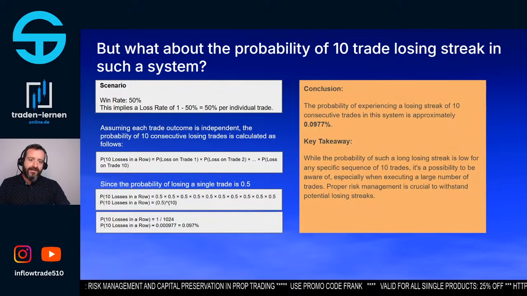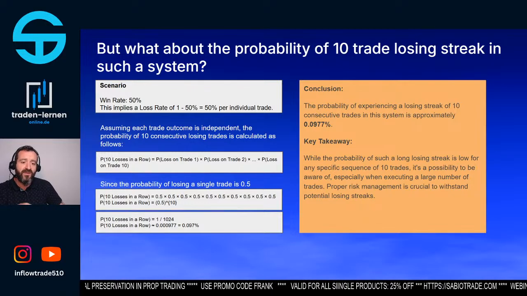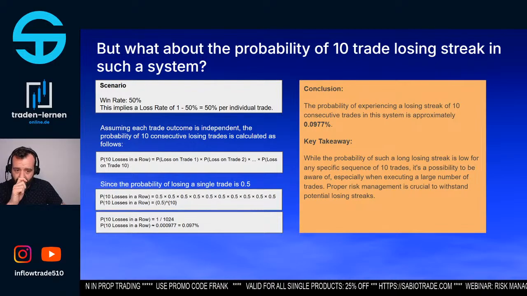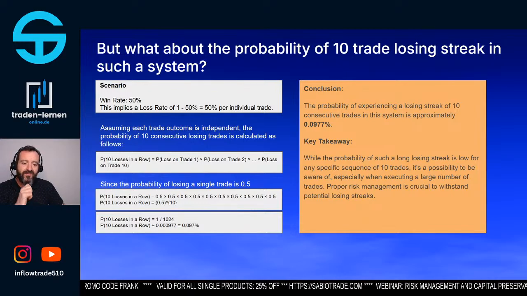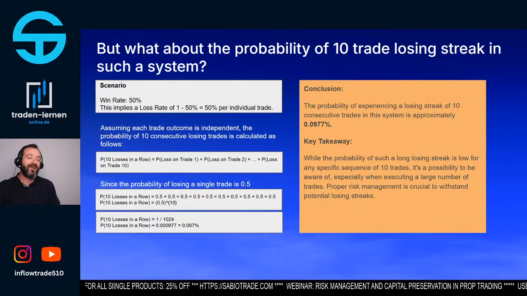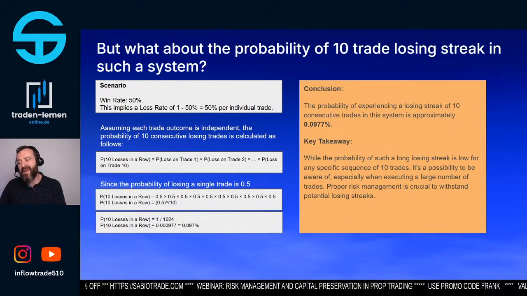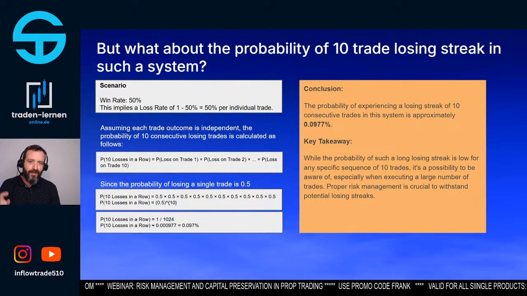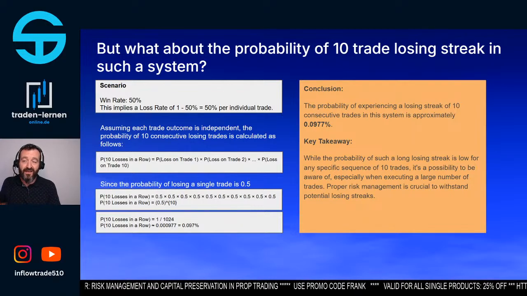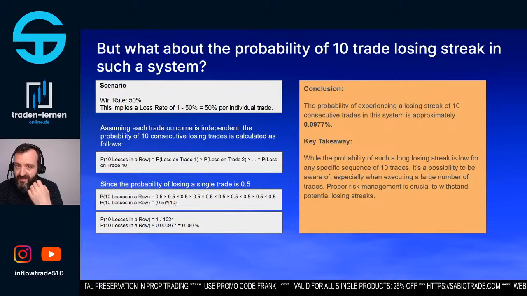So, the conclusion is that the probability of experiencing a losing streak of 10 consecutive trades in this system is approximately 0.0977%. While the probability of such a long losing streak is low for any specific sequence of 10 trades, it's a possibility to be aware of, especially when executing a large number of trades. So if you are going to get an explosive number of trades, of course the probability, even when it's low, has a chance to happen, right? So maybe also think about quality of the trades and not only about the quantity to get the 80 trades done very, very fast. The quality of the trades has to be given as well, so that you are picking trades that make the most sense.